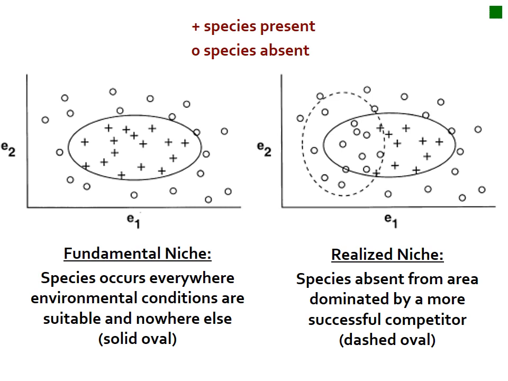On the right-hand side then is the realized niche, because there are places even within the fundamental niche where the species cannot persist because of, for example, a more successful competitor, or because the fire frequency is too high for that plant to get established. Again, Bond et al.